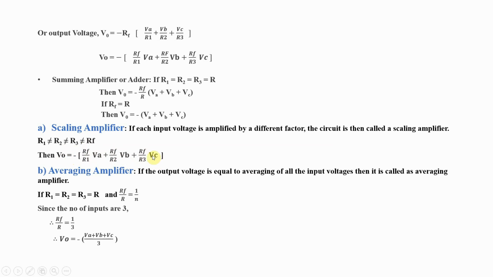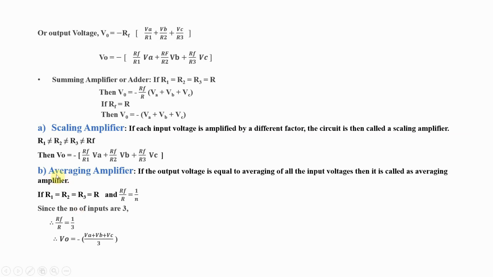This equation indicates that each input is amplified by a different factor, meaning all the values of the resistors are different. Then this circuit is called a scaling amplifier, meaning the scale of each resistor is different, therefore it is known as a scaling amplifier.